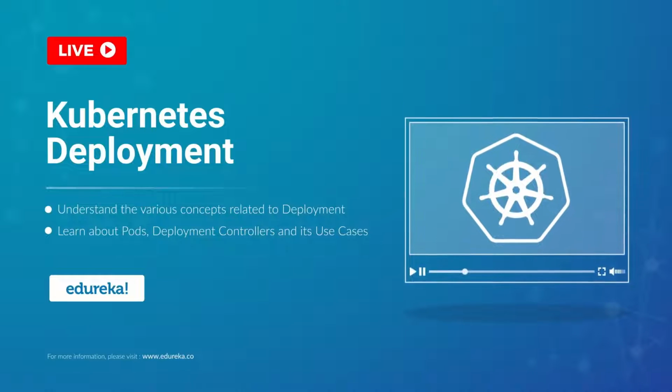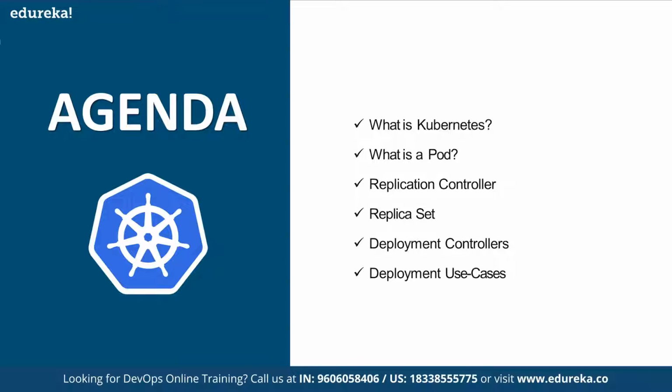Let us look at the agenda for today's session. The agenda is to understand the basics of Kubernetes first. What is Kubernetes? In Kubernetes, we have multiple high-level objects. The smallest object in a Kubernetes cluster that you can work on is a pod. What is a pod, and why a pod? We will also understand replica set and replication controller. We will understand the deployment controller, which is the main thing we want to look at today, and we will jump on to the practical stage.